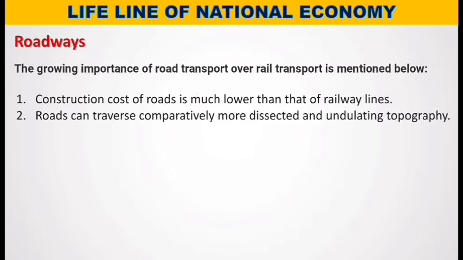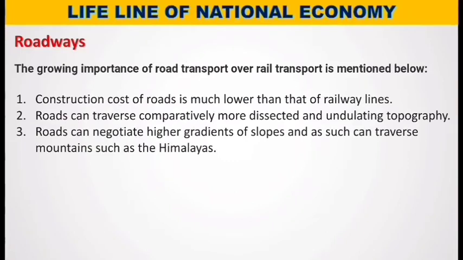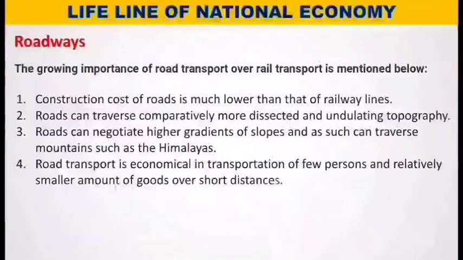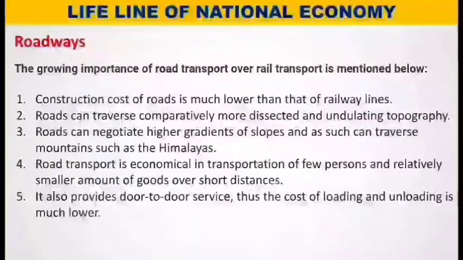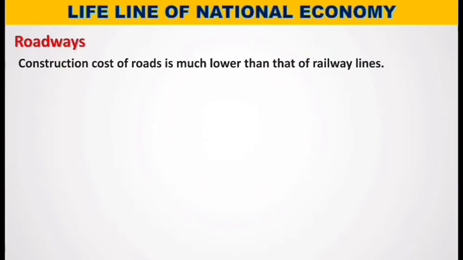Construction cost of roadway is much lower than that of railway line. Roads can traverse comparatively more dissected and undulating topography. Roads can negotiate a higher gradient of a slope and as such can traverse mountains such as the Himalaya. Road transport is economical in transportation of a few persons and a relatively smaller amount of goods over short distance. It also provides door-to-door service, thus the cost of loading and unloading is much lower. Road transport is also used as a feeder to other modes of transport. Let's discuss these points one by one.